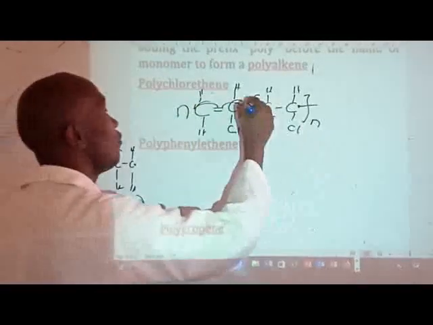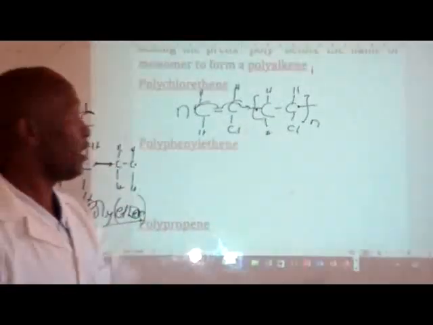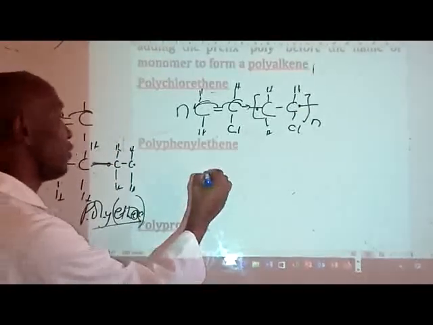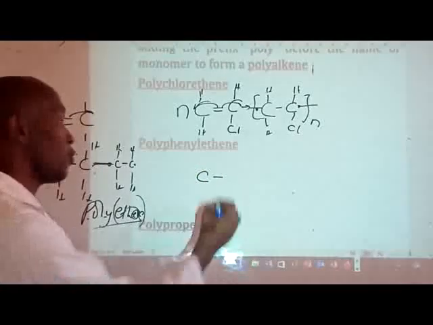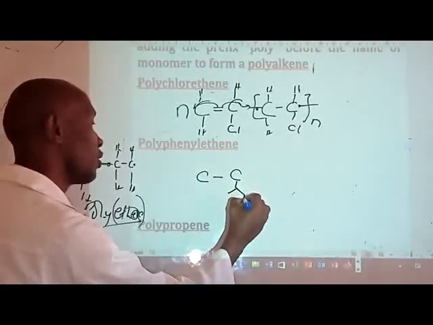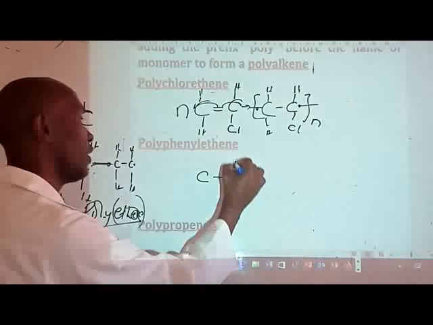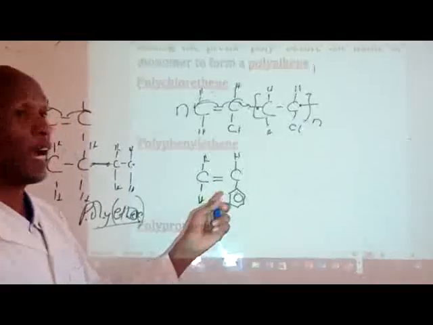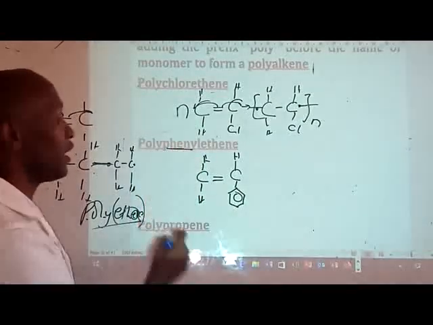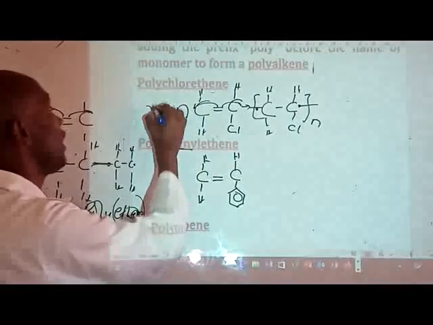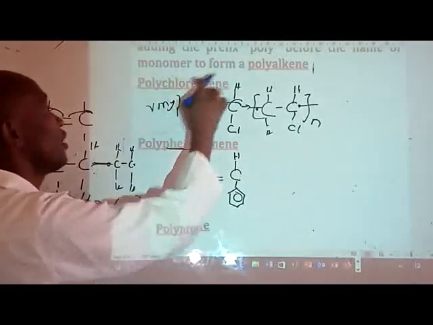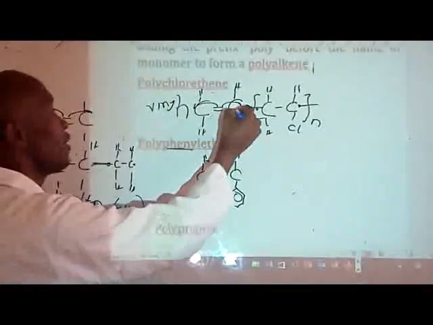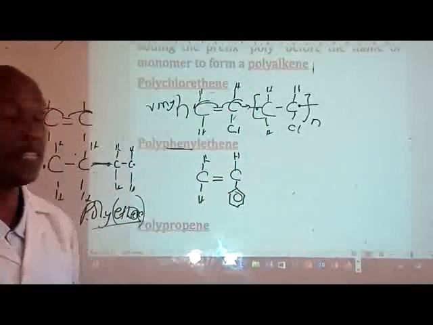So N of that will form a molecule like that. That's a very long molecule. Now, polyphenylethene, on the other hand, or what is also referred to as polystyrene, will consist of something that looks like that, or what we can call phenylethene, phenyl, as opposed to vinyl, because polychloroethene is also called polyvinyl chloride. So this can also be called a vinyl chloride.